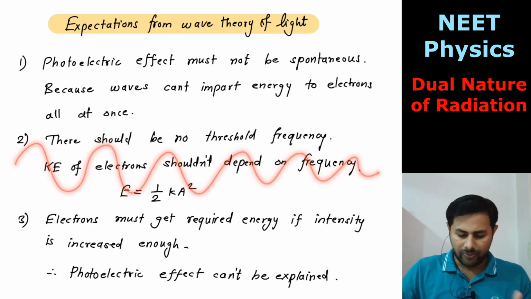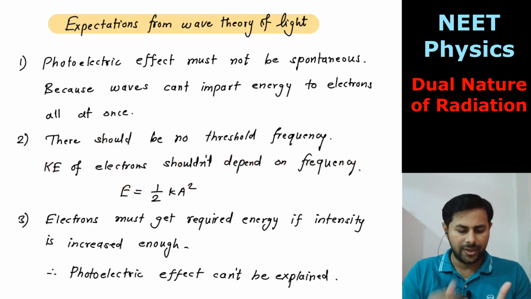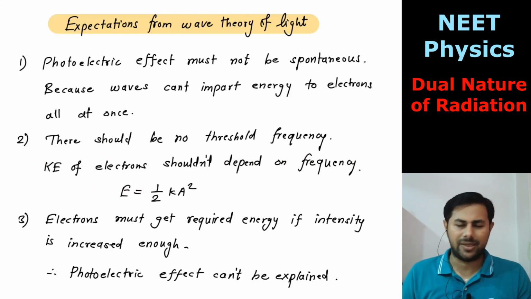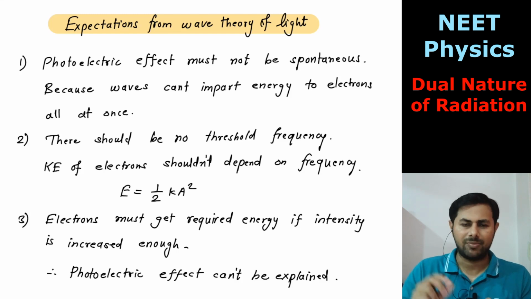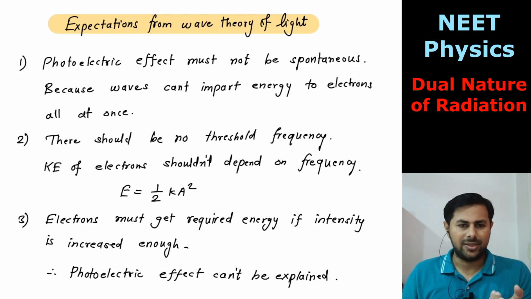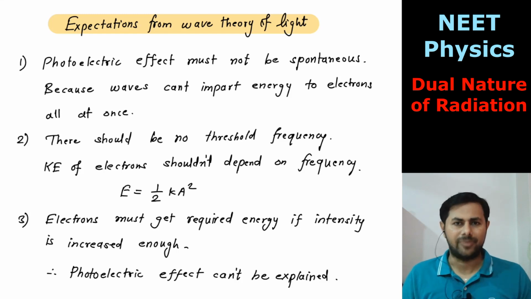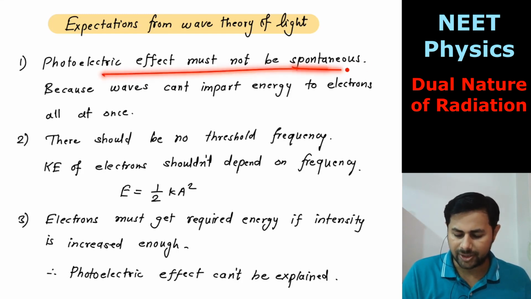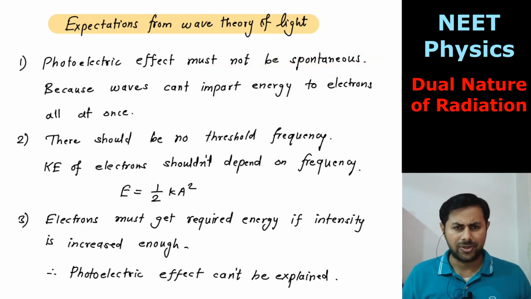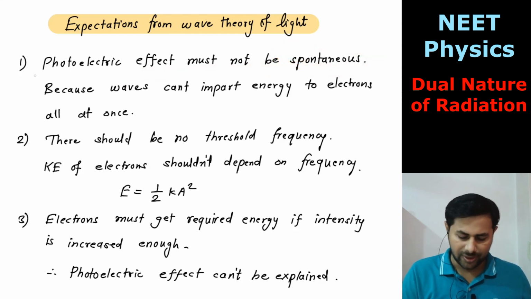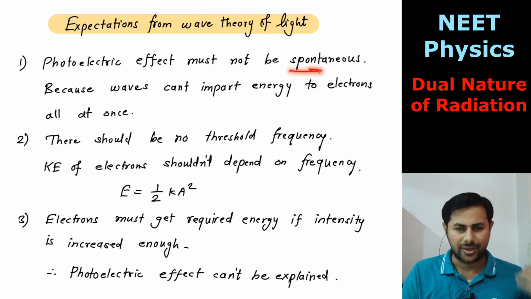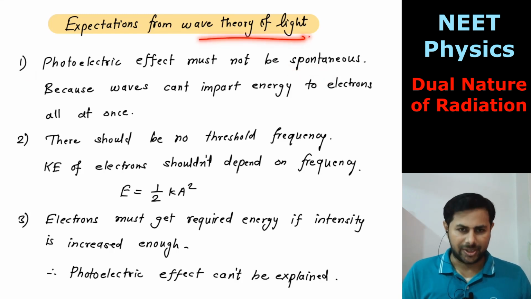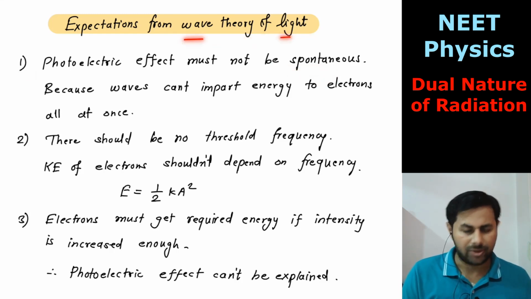So if the wave strikes an electron, the electron doesn't immediately get all of its energy. It can't get all of its energy. So the electron has to be illuminated by light for a sufficient amount of time so that it gains some energy. It gains sufficient energy to come out of the metal surface, and that's why the photoelectric effect must not be spontaneous, because the energy of the wave is not localized. This is the first observation, and it doesn't match our classical wave theory of light expectation.